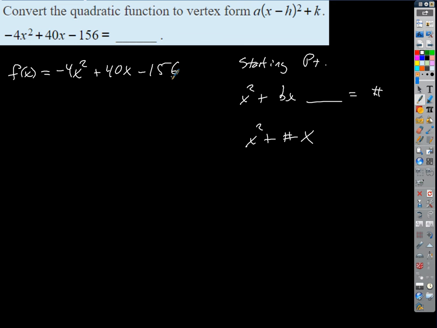Step one might seem really stupid, but I think it really helps. Let's rewrite the f of x as a y, just because it looks too complicated if you don't. So the very first thing you do is just replace that with a y.